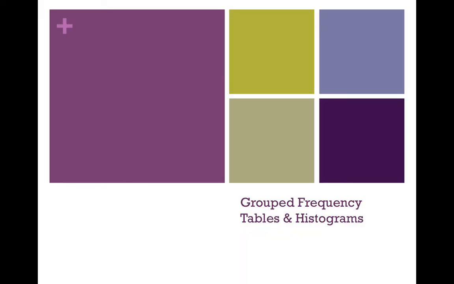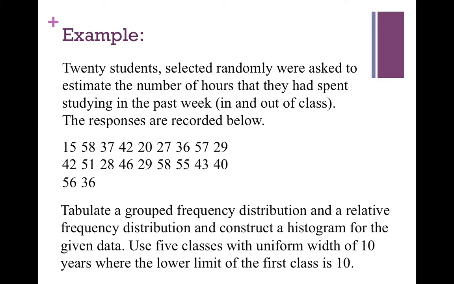All right, let's talk about group frequency tables and using those to make histograms. Now, here's an example of a question. I know it's got a lot of information out there, but basically, we're given this data, those numbers right there, and told that that represents the number of hours that people spent studying in and out of class last week. Then we're asked to make a group frequency table, doing a frequency distribution and a relative frequency distribution, and then use that to make a histogram.